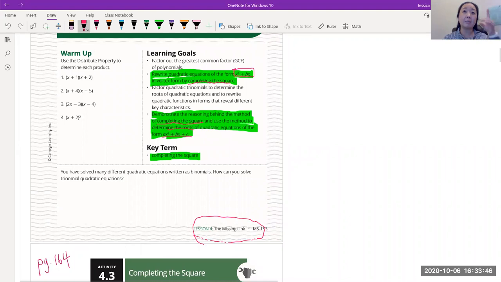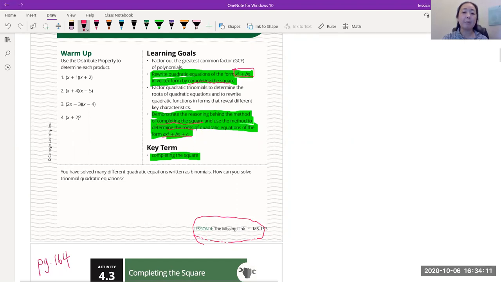Again, it's going to be the second and the fourth one, and kind of the last bit of the third one too. Rewrite quadratic equations in the form x squared plus bx in vertex form by completing the square. And the second one is to demonstrate the reasoning behind the method of completing the square and use the method to determine the roots of quadratic equations of the form ax squared plus bx plus c.